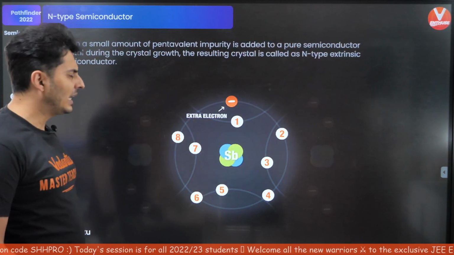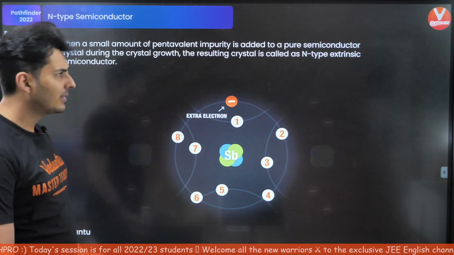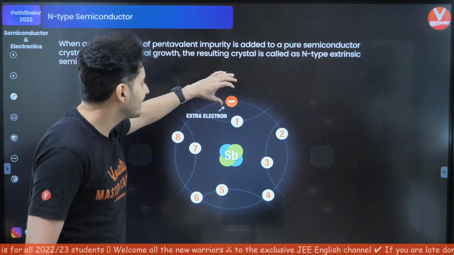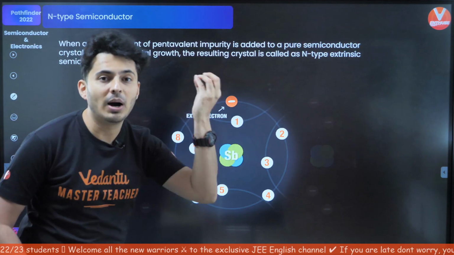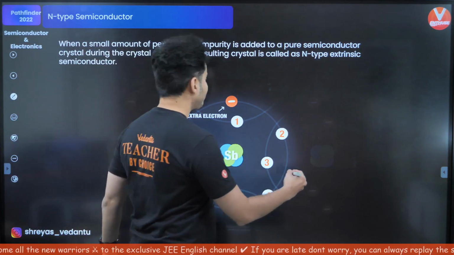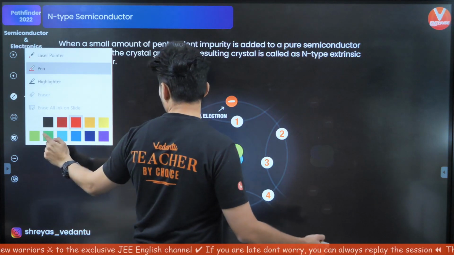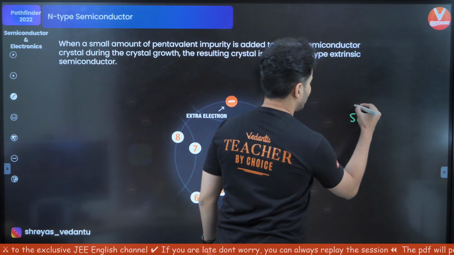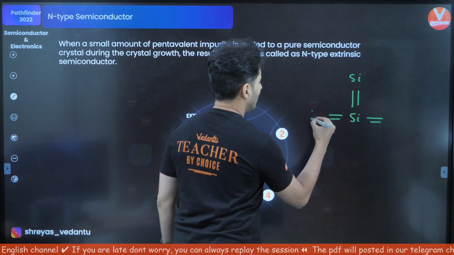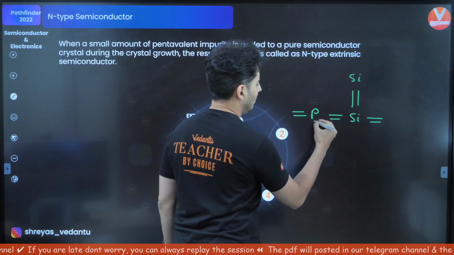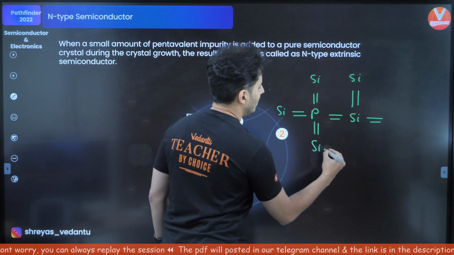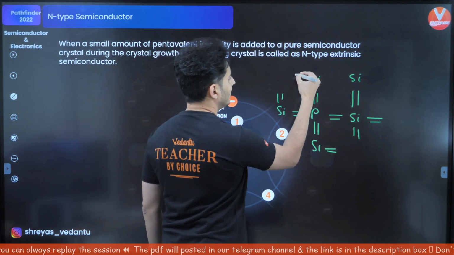Pentavalent, it could be like phosphorus, it could be anything. Pentavalent will have an extra electron, and this extra electron will not bind with anything. So for example, look at it. If this was our, let's say, silicon, then let's say you have phosphorus or something like that. Okay, you have silicon. Okay, so this extends till infinity, of course.